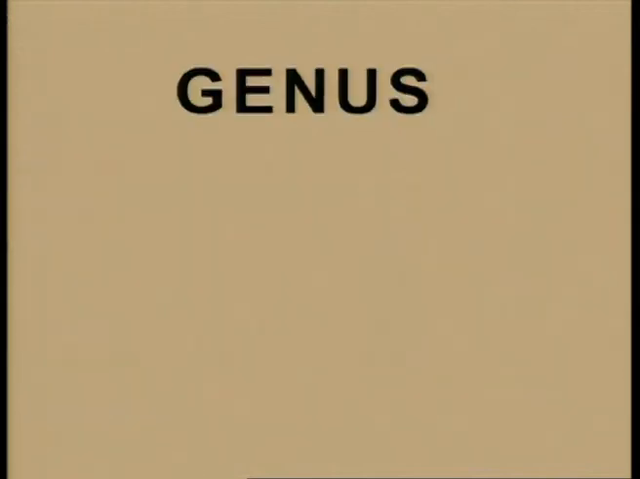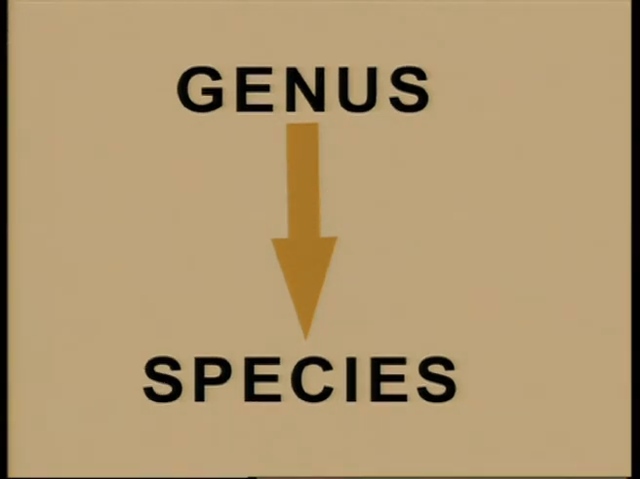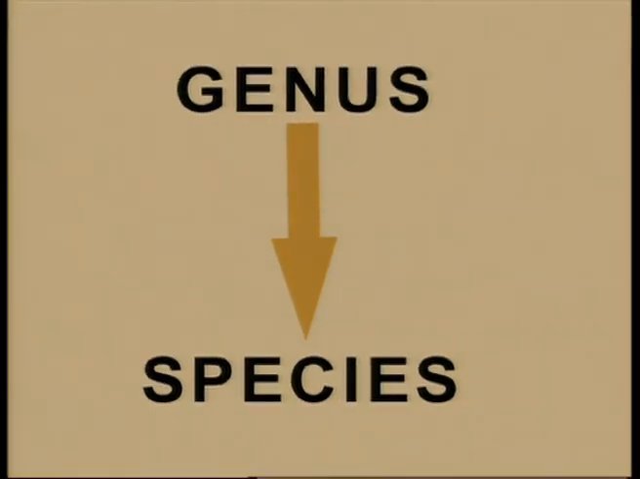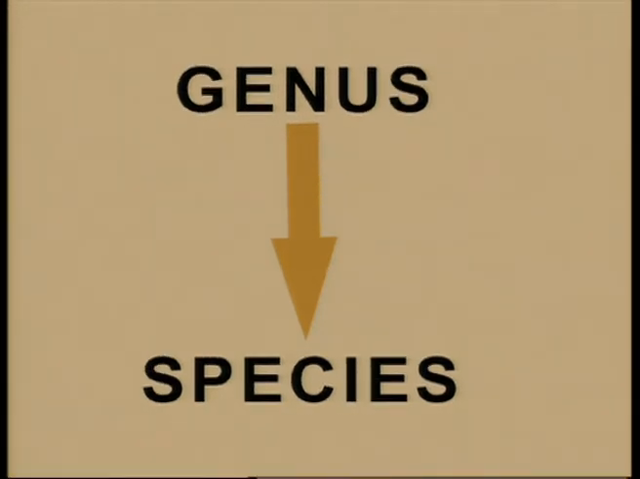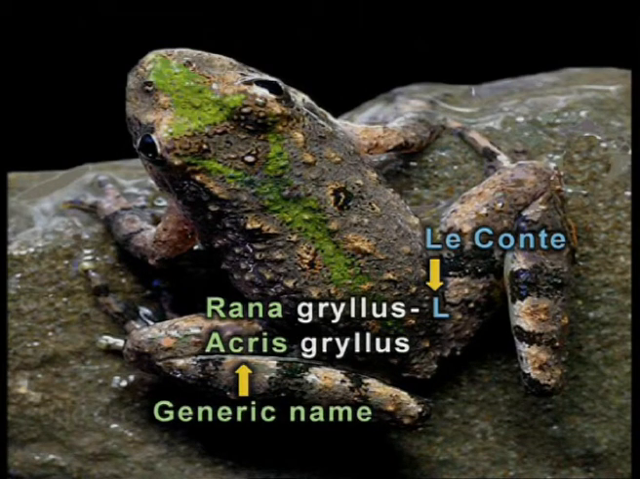When a genus name is not the one under which a species is placed by the original author, or if the generic name is changed, the original author's name is placed in parentheses. For instance, the name Rana gryllus was given by Leconte to the common cricket frog, but it is now Acris gryllus (Leconte), since the generic name has been changed.